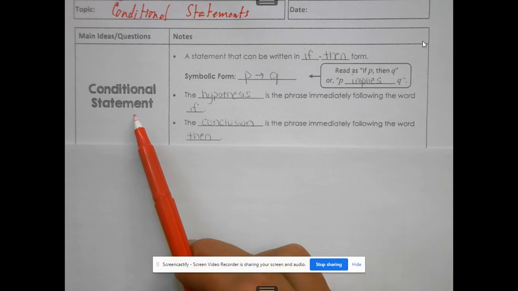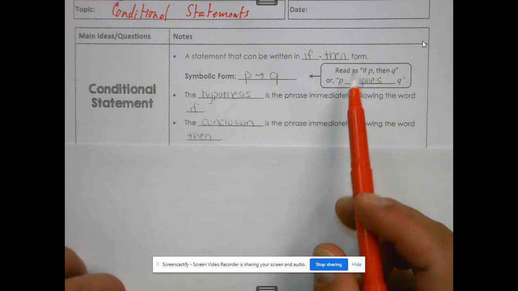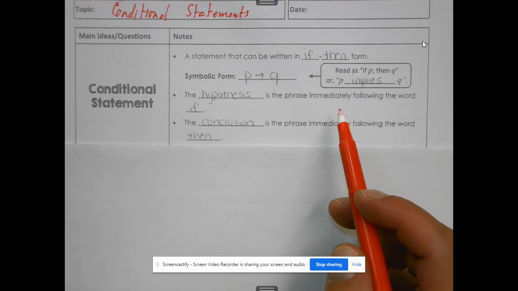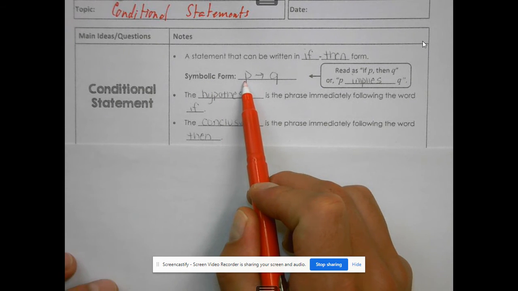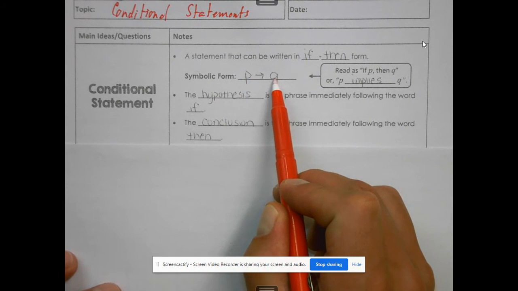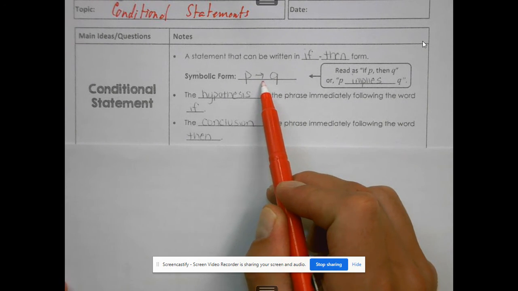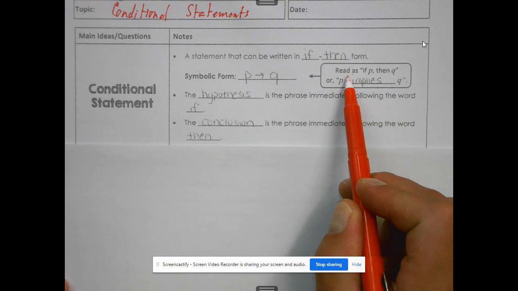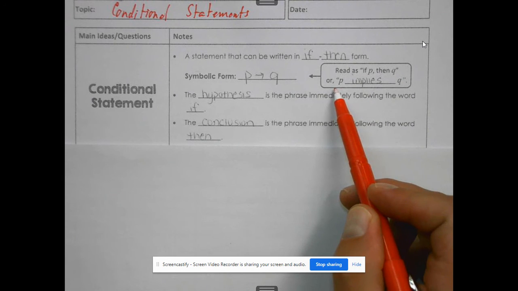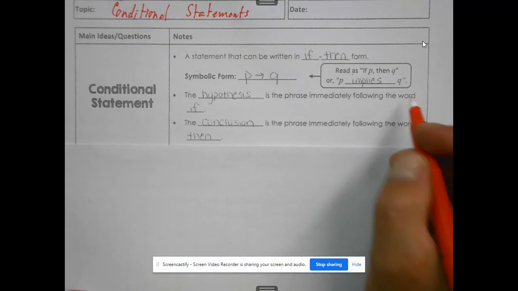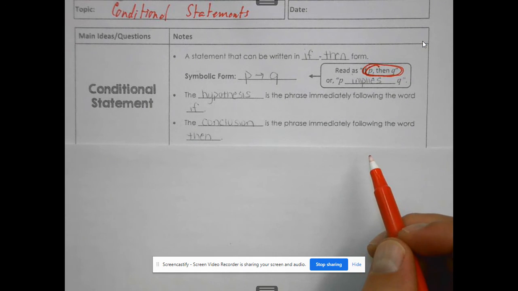So what is a conditional statement? It's a statement that can be written in the if-then form. For example, if it's sunny outside, then it is warm outside. In the symbolic form, we're going to use P for the hypothesis part and Q for the conclusion part. And this little right arrow in the middle is read as implies. So if you check out the little box on the right-hand side here, you can read it as if P, then Q, or P implies Q. But for the most part, guys, we're going to use this one right here. If P, then Q. All right.